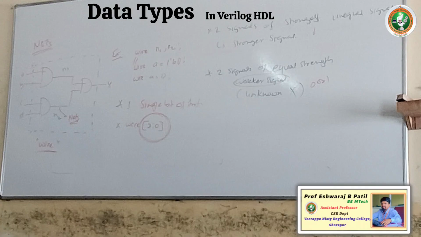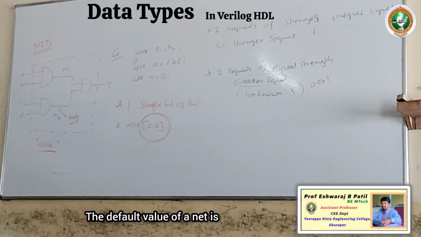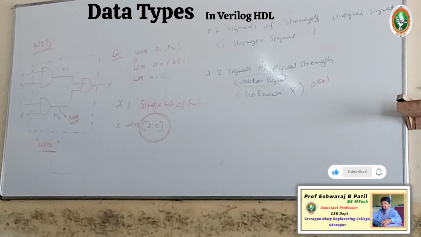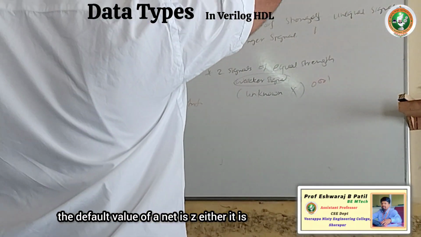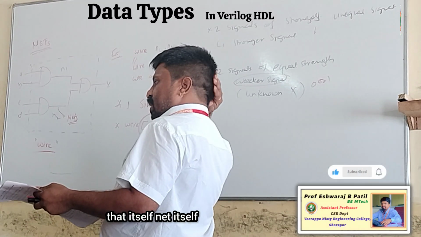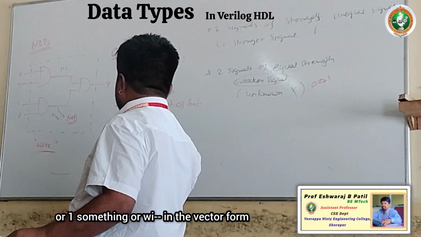They can have the values 0, 1, x and z. The default value of a net is what? Always z. The default value of a net is z. Either it is 0 or 1 unless you declare it: the net itself, the wire itself, has the 0 or 1 something, or in vector form.